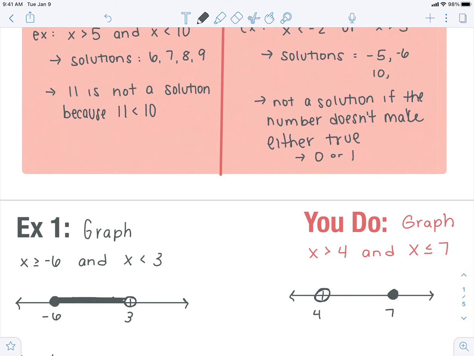An open circle. My 4, I want numbers greater than 4, so I'm going this way. But my 7, I want numbers that are smaller than it. So again, I'm just shading in the middle.